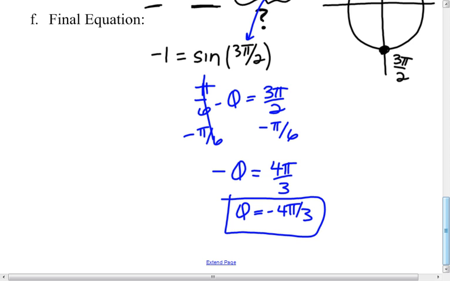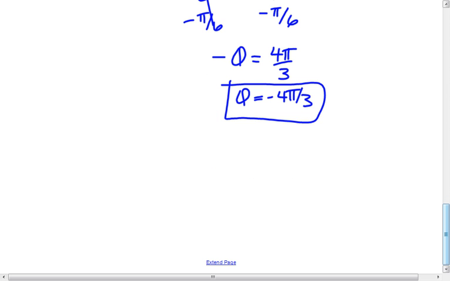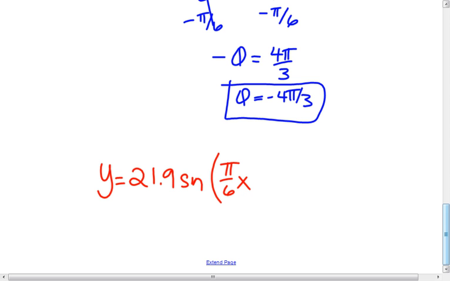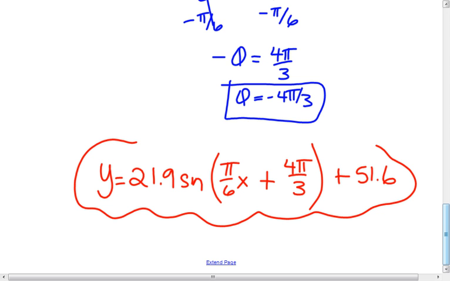I got that. Now I need to go back and make my grand final equation with everything plugged in. So here we go. y equals, my amplitude was 21.9, sine, my w was pi over 6, minus negative 4 pi over 3. So minus a negative 4 pi over 3 obviously is going to become positive, but I wanted you to see how we got that. And then plus my midline, which is 51.6. And that is the final answer to this problem, which took a little while, but we got it.